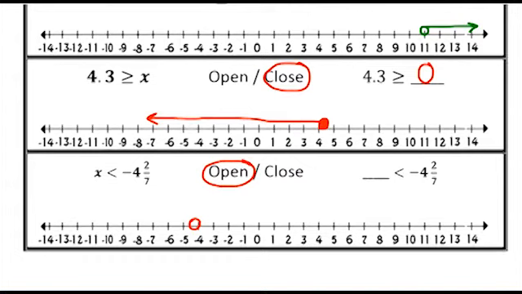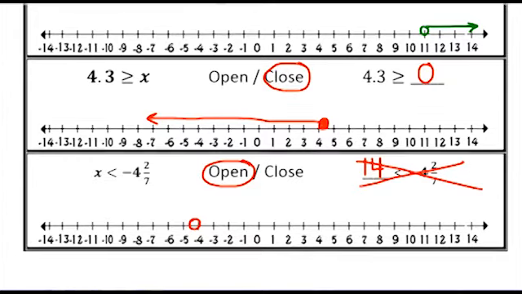No. If you get a false statement, you point away. Oops, I mean a true statement in the last problem, sorry. If you get a false statement, you point away from the 14. So I don't point at 14, I point away from 14. All of these values make it true. -10 is less than -4 and 2/7.